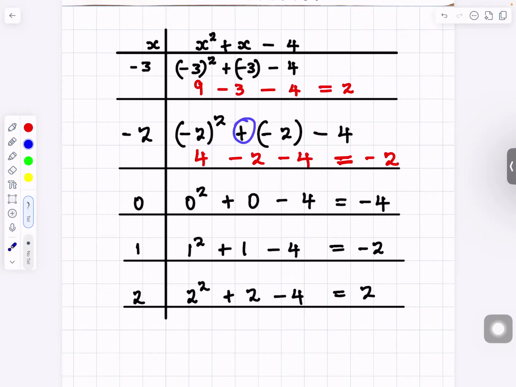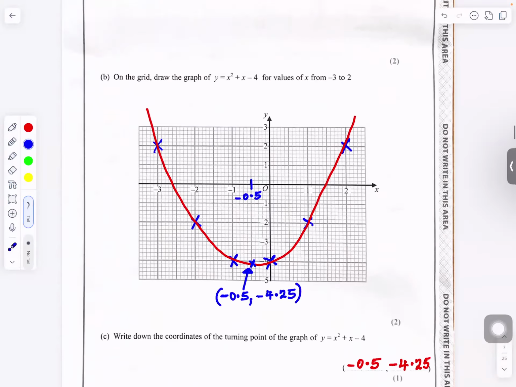And then it's plus minus 2. Plus and minus will give you minus. So you have 4 minus 2 minus 4. 4 minus 2 is 2. 2 minus 4 is minus 2. When you put 0, straightforward, you get minus 4. When you put 1, 1 squared plus 1 minus 4 gives you minus 2. So you get the rest of the points, and then you plot it on the graph.